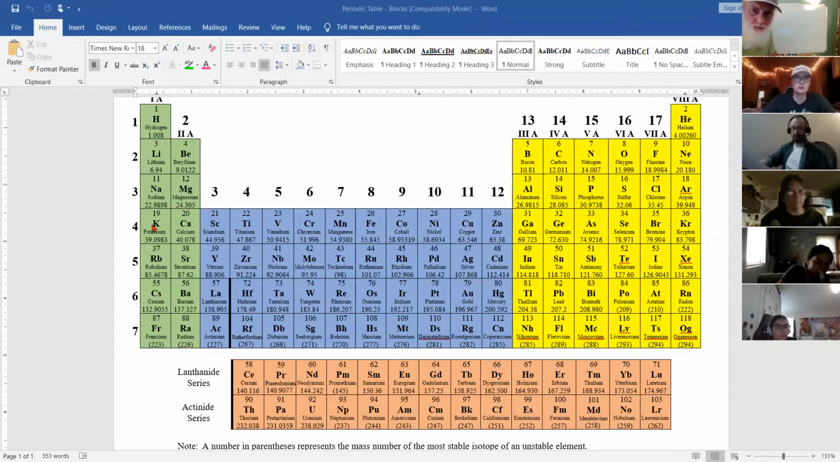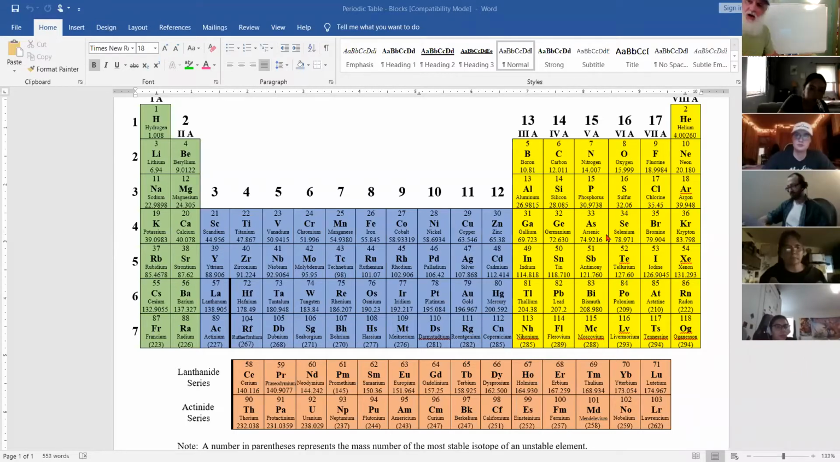Okay, I'm going to do another one. I just want you to see how many questions you should be able to answer for any element right now. Let's look at bromine number 35 over here in the yellow. What's the element? Bromine. What's its atomic number? 35. What's its atomic mass? 79.904.